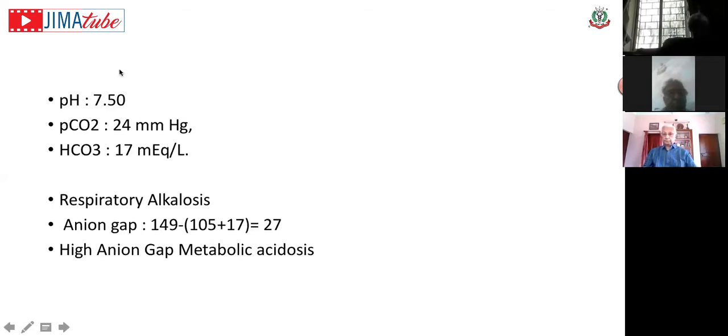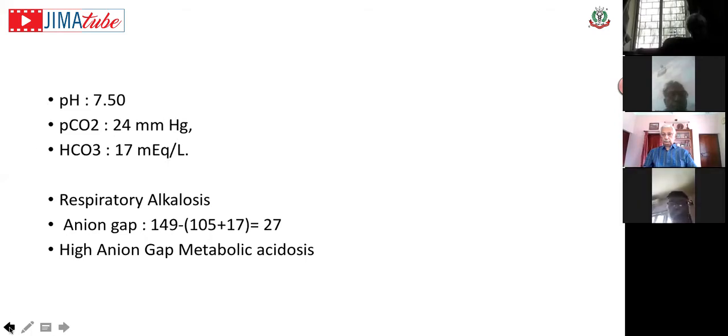So you see, if you just look at the pH, this patient is alkaline, right? But if you look at PCO2, this is respiratory alkalosis. CO2 has gone down and the bicarb is also down. If you just look at this, you would have said, okay, this is a case of respiratory alkalosis.